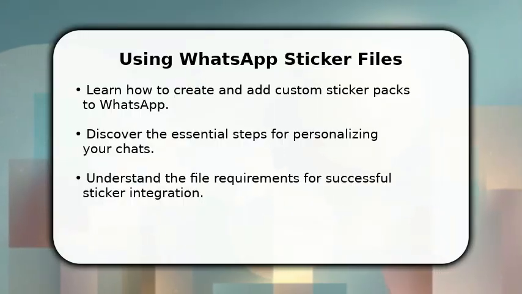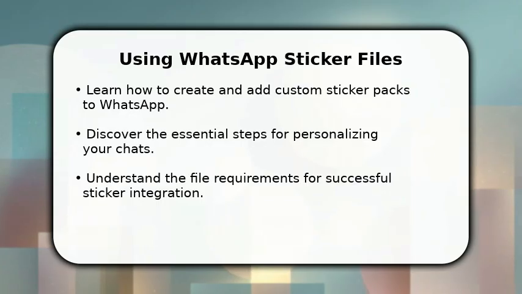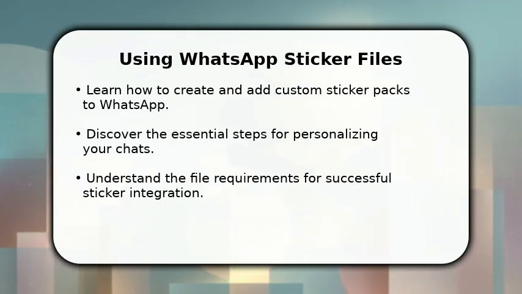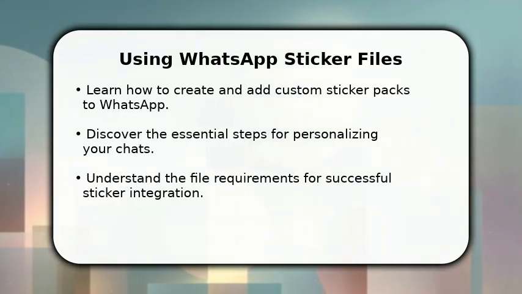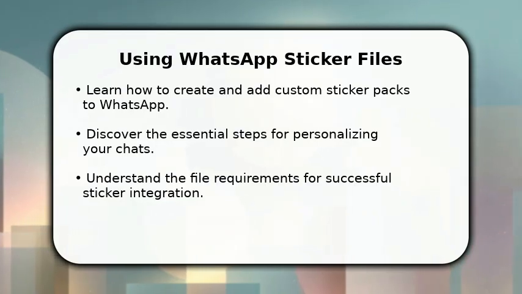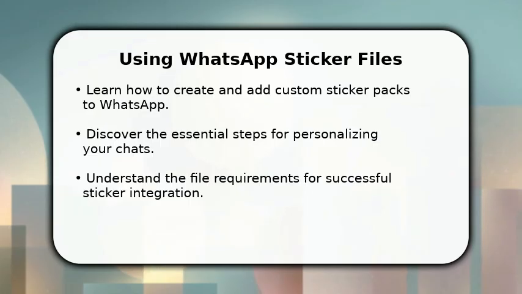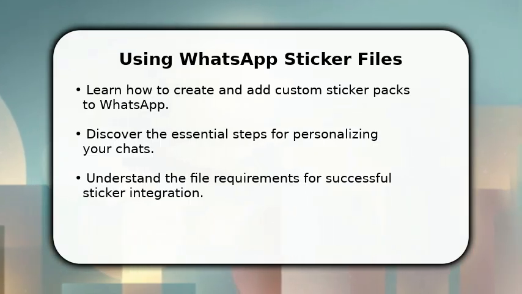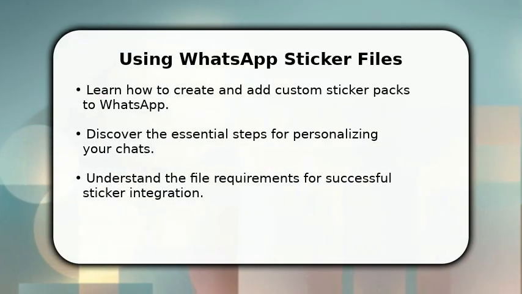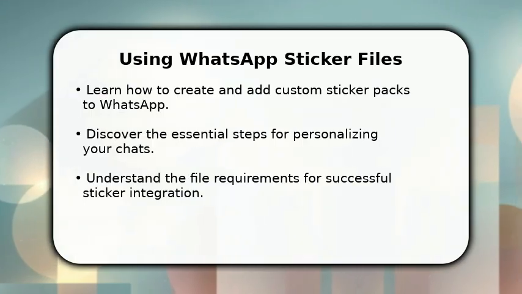In this video, I will explain how to use Wastickers files. To begin, you will need a sticker maker application on your mobile device. This app helps convert your images into the correct format for WhatsApp. Ensure your images are in PNG or WebP format with a transparent background. Each sticker should be exactly 512 by 512 pixels.